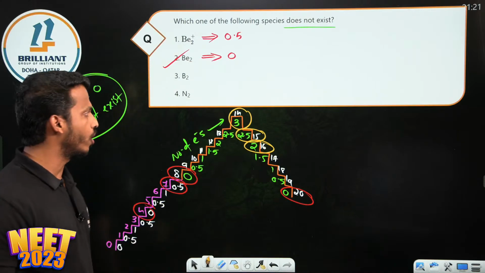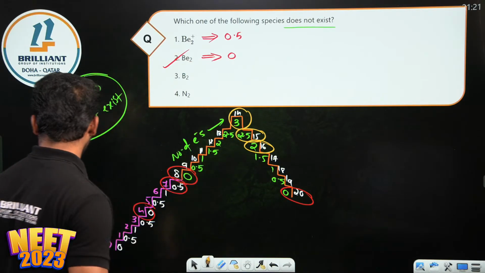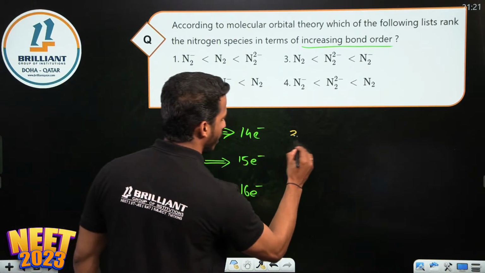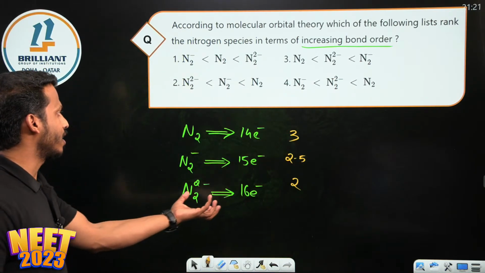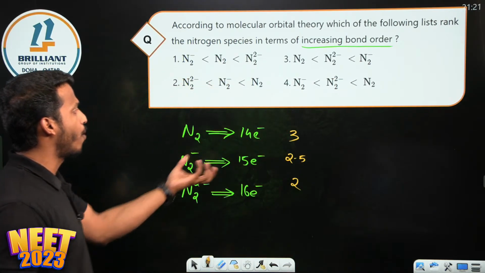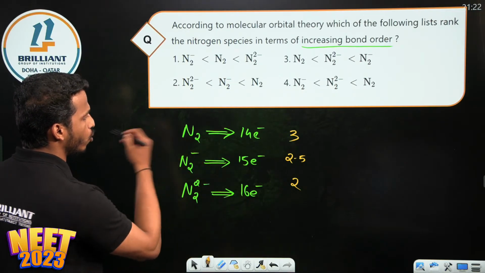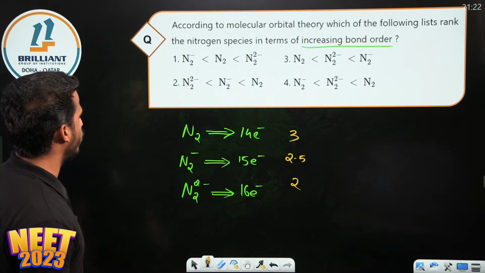The corresponding bond orders, just check it all of you. 3, 2.5, 2. So we can say 3, 2.5, 2. So we already got the answer, dear all. What is the correct order of their bond order? Nitrogen having the greatest bond order, then N2 minus, then N2 2 minus. What is the correct answer, dear all?